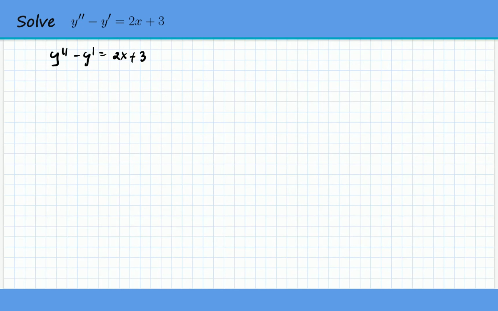Let's analyze this equation. Y double prime minus y prime equals 2x plus 3. Clearly, this is a second order equation. It's linear, it has constant coefficients, and it's non-homogeneous because the right-hand side has a non-zero term.